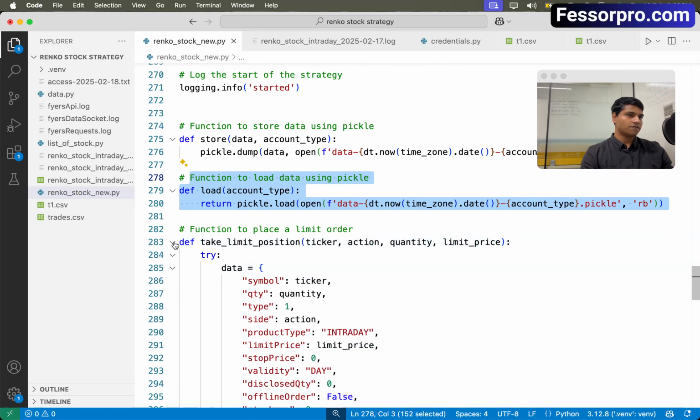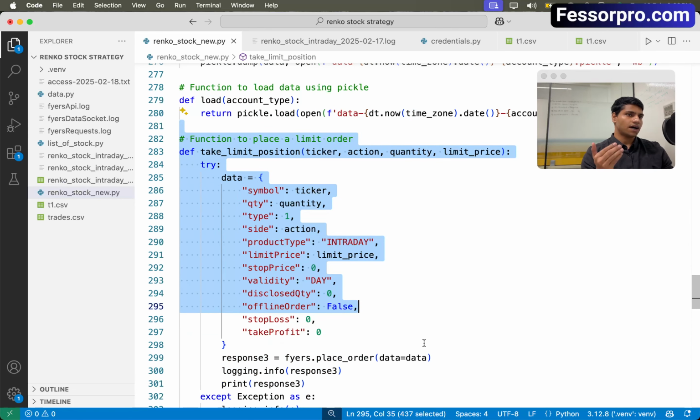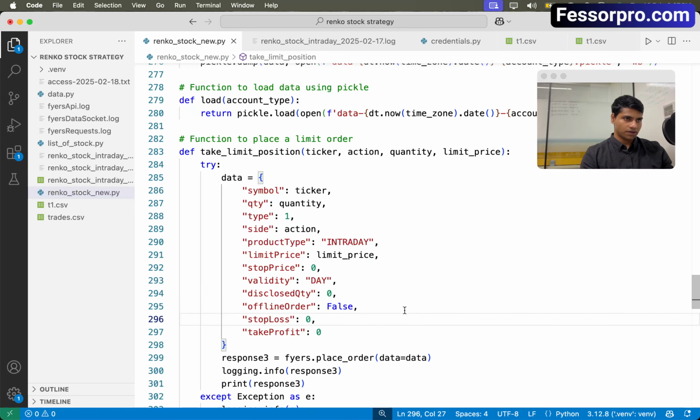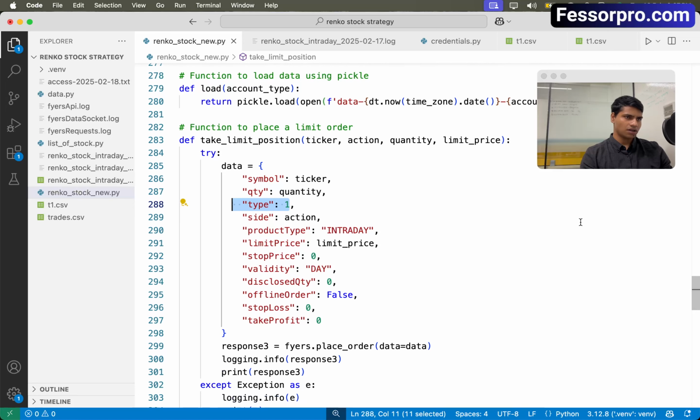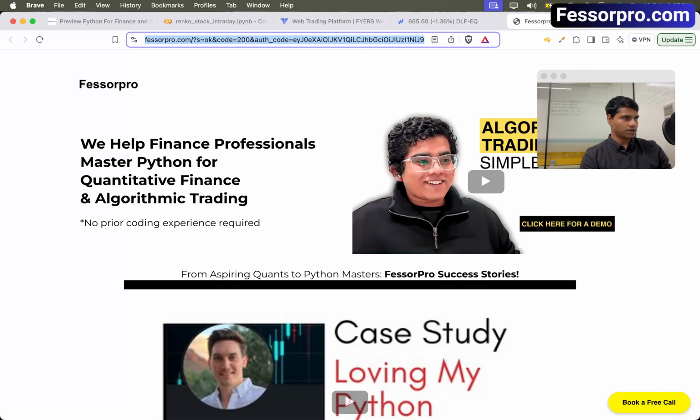Then I have a function called take limit position. So this function will simply place a market order. Let me check. No, this is a limit order. So I'm placing a limit order. It's up to you, you can change it to a market order. I'll just show you the documentation.